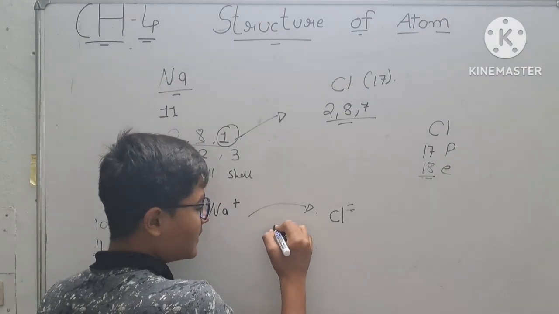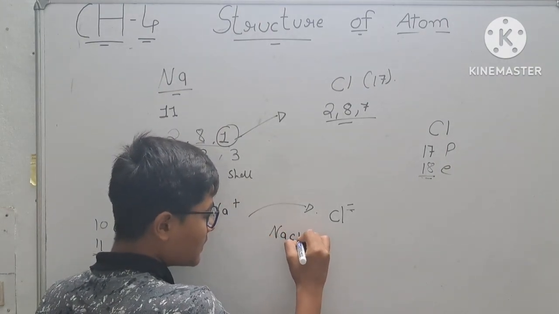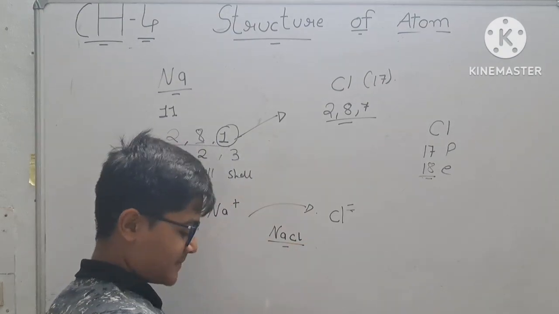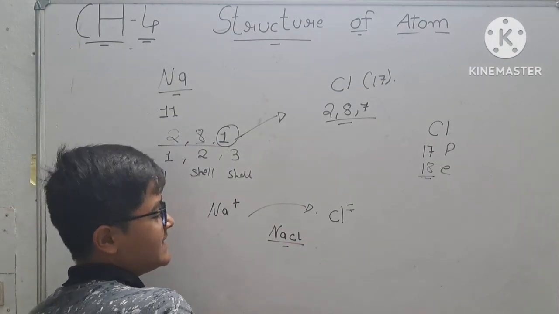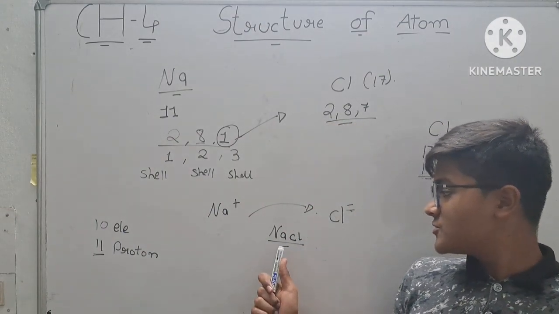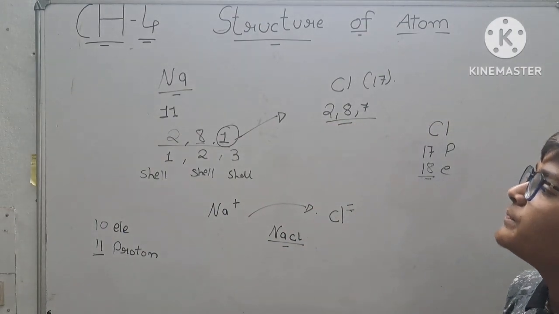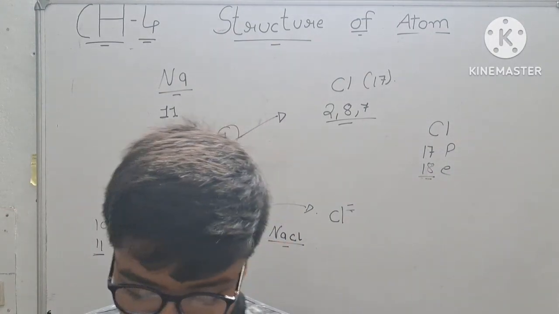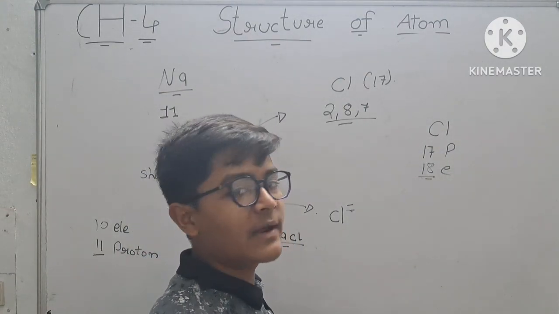So it will become NaCl. We eat NaCl. Salt. We eat salt, so its formula is NaCl. So I hope that there is no confusion in valency.